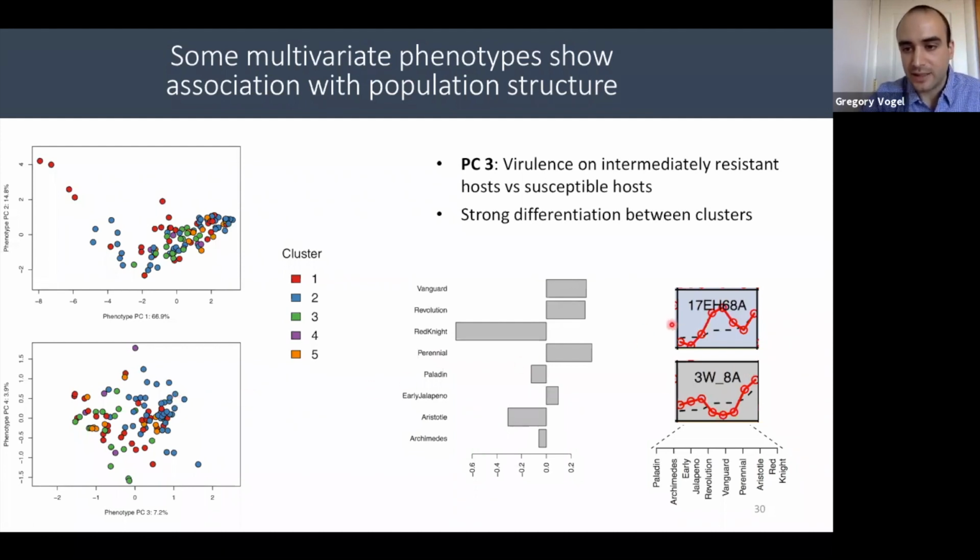If you look at the isolates with the most extreme scores along that principal component, you can really see what I mean in terms of their resistance levels on these intermediate peppers compared to the more susceptible peppers. So I find it pretty remarkable that while there's no differentiation in terms of their virulence on individual pepper accessions, if you control for their virulence on the really susceptible peppers, then you do see differences in terms of how much disease they can cause on some of the intermediately resistant peppers like Perennial, Vanguard, and Revolution.